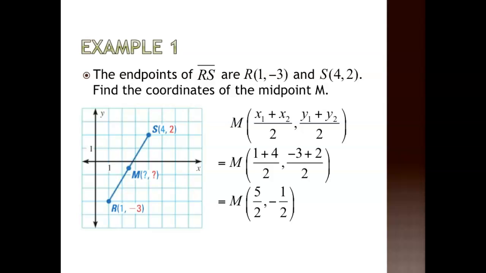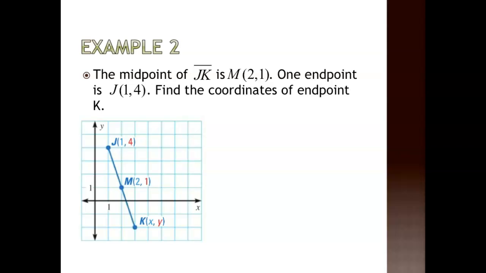All right, let's take a look at example 2. The midpoint of JK is 2, 1. One endpoint is J, 1, 4. Find the coordinates of endpoint K. Now for this one, we're going to work backwards a little bit. So because we know the midpoint formula, we can say that x1 plus x2 over 2 and y1 plus y2 over 2 gives us 2, 1.